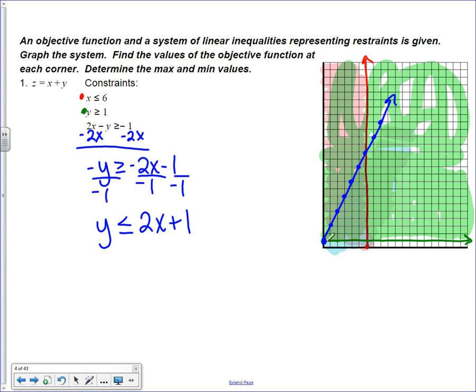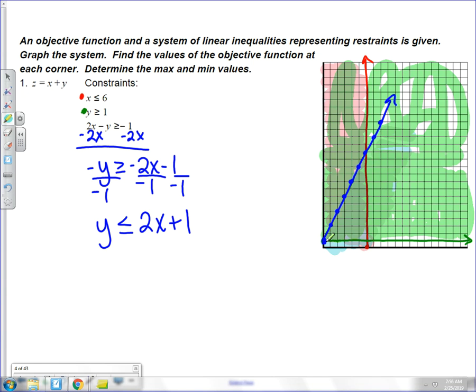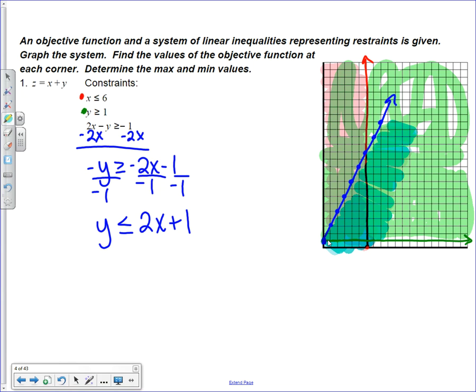Actually, that blue is not really showing up very well, is it? Let's see, let's get a different color here. How about this one? That's a little better. Okay, so now I need the overlap of all of these things, all of the shading. And that would be this triangle in here is where all of those overlap, okay?